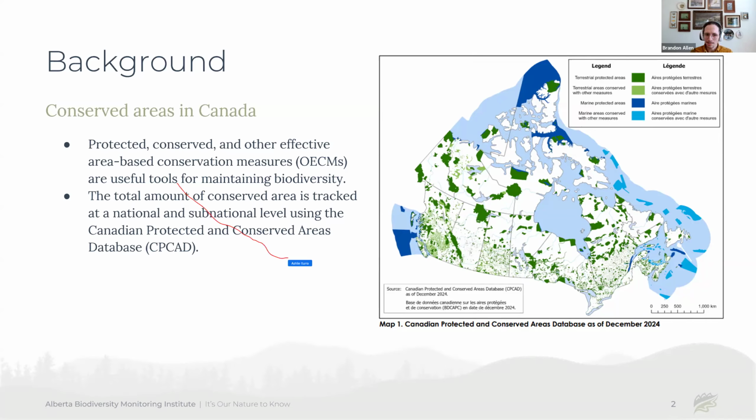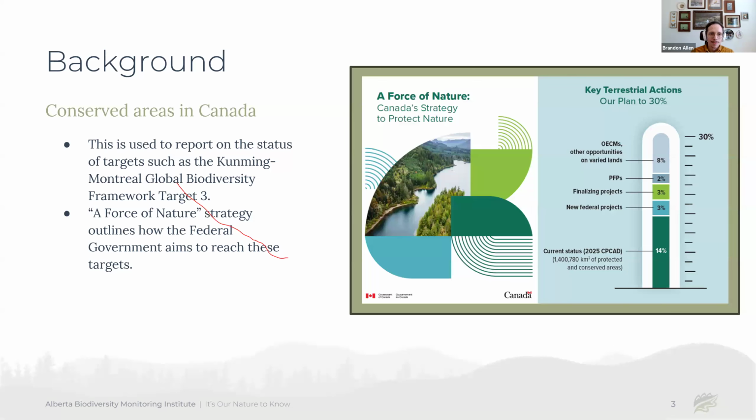And you can see that they track this based on terrestrial habitats as well as marine and protected areas. So this database is really just meant to track, both at the national and subnational level, the total amount of areas that are currently being protected. In general, the way that these databases are used right now, such as CPCAD, is to track and monitor progress towards conservation targets.